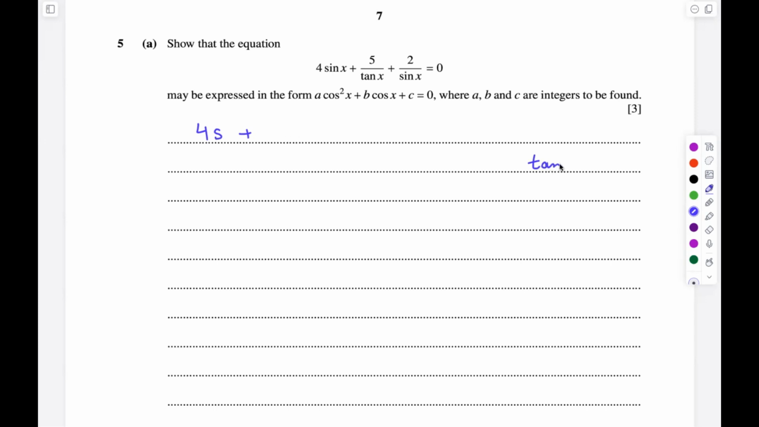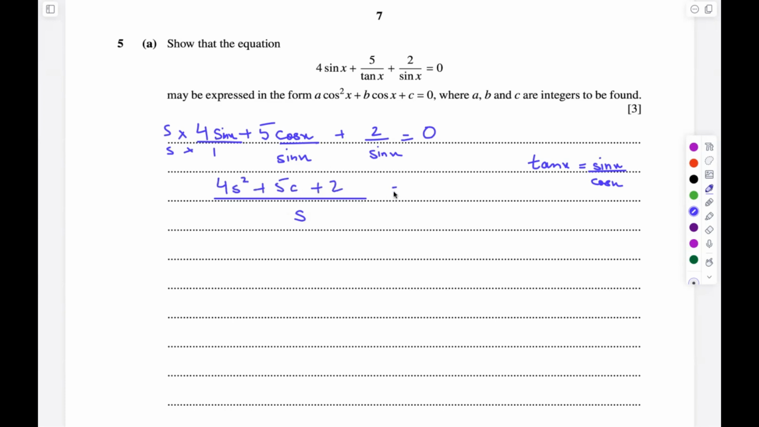Now we know that tan x is equal to sin x upon cos x. So when we substitute sin x upon cos x, this can be written as 5 cos x upon sin x, plus 2 upon sin x equals 0. Taking the LCM, the LCM will be sin x. There's a 1 over here, so this will be multiplied by sin x. So this will become 4 sin squared x plus 5 cos x plus 2 equals 0.